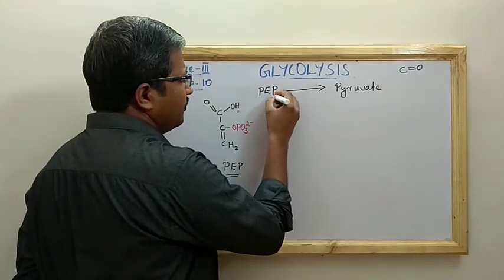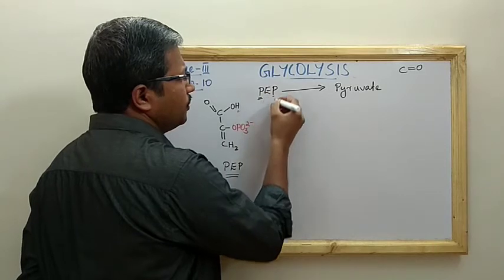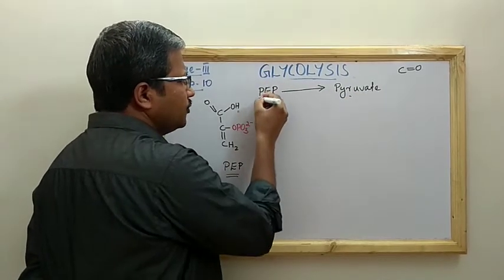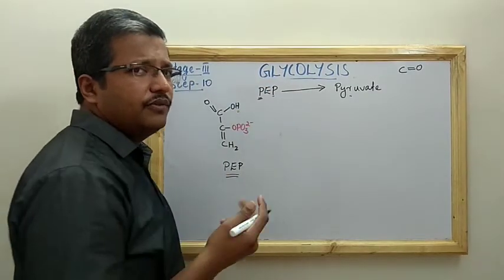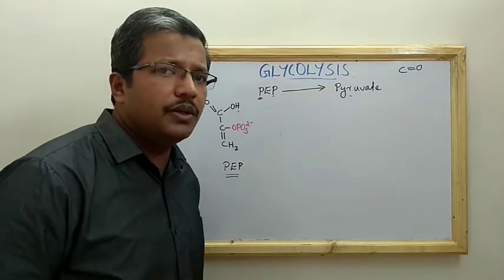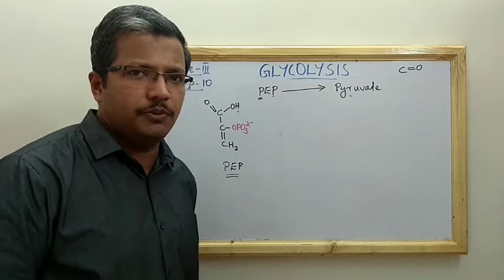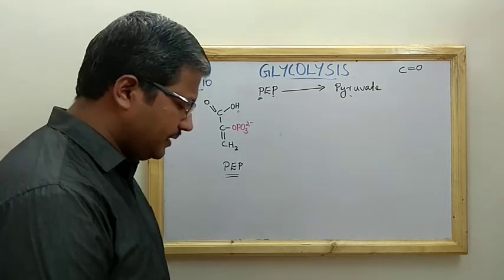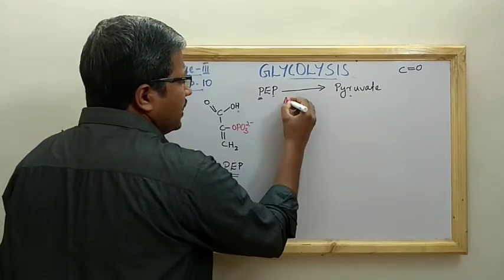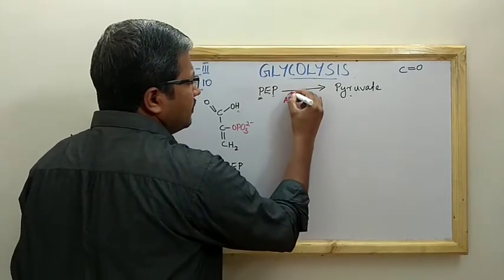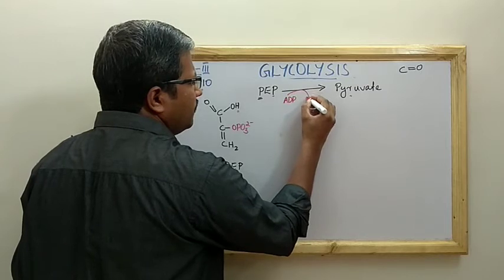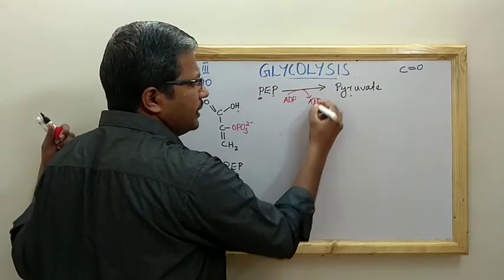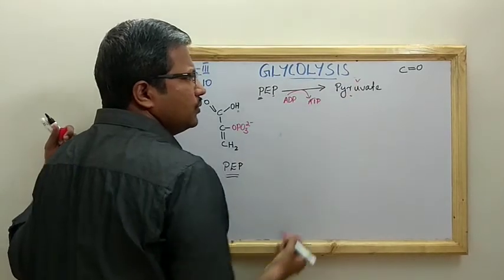So what will be happening? Phosphoenol pyruvate is there. Now it's only pyruvate, so the phosphate group is lost. If the phosphate group is lost, who will be the one to receive this phosphate group? We know that it is nothing but the ADP. So ADP will be accepting that particular phosphate group removed from phosphoenol pyruvate, and it will form ATP. And finally the pyruvate will be formed.